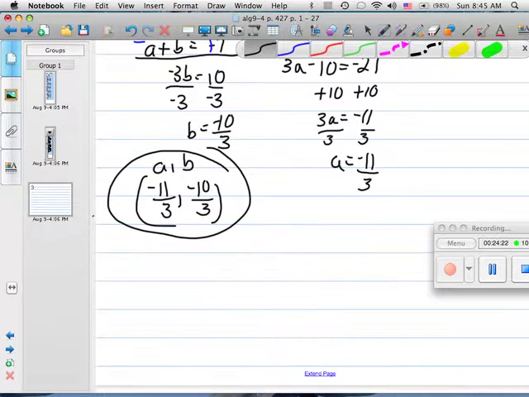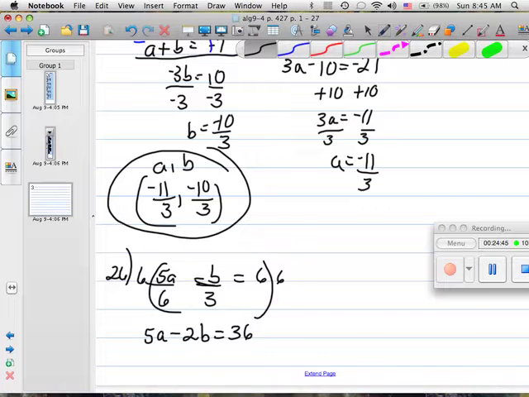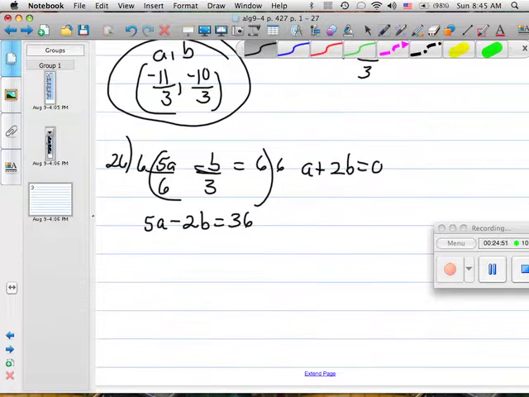And the last problem, number 26. We have 5A over 6 minus B over 3 equals 6. I'm going to multiply by 6 to get rid of the bottom, the fractions. So I get 5A minus 2B equals 36. And the second equation is A plus 2B equals 0. So we could use addition here.